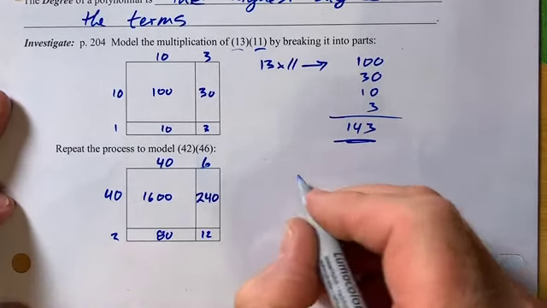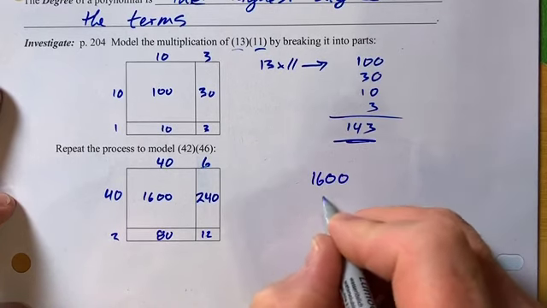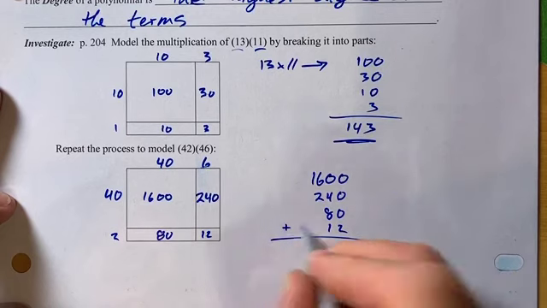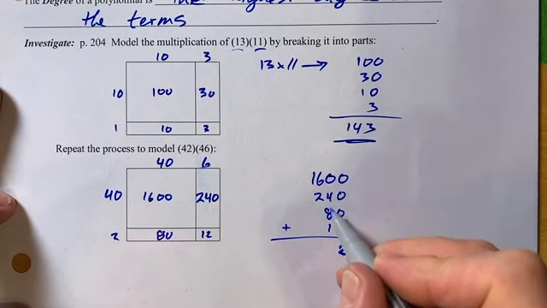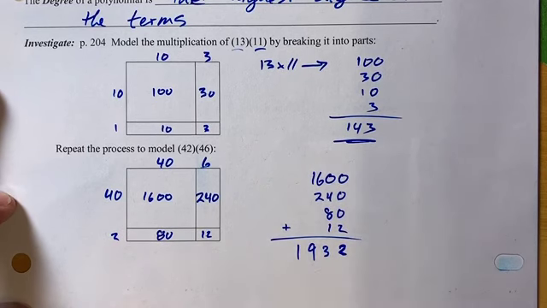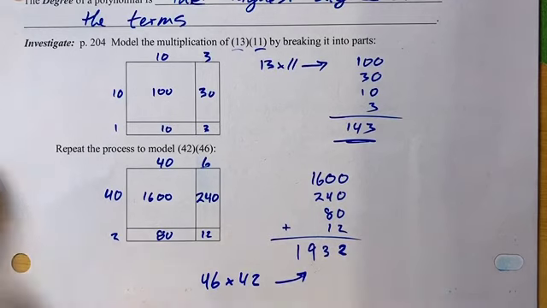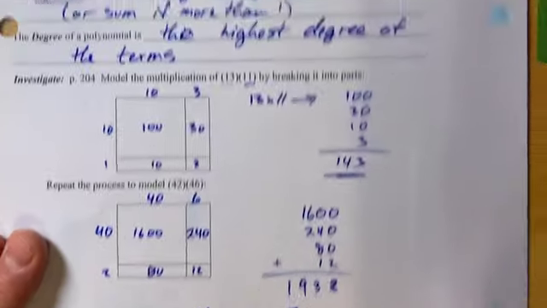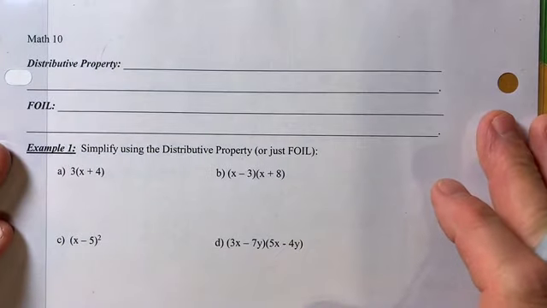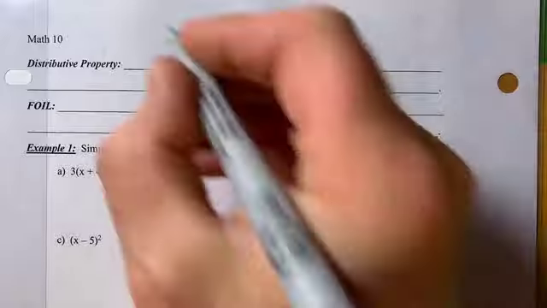Okay, so let's try this. So this should be 1600 plus 240 plus 80 plus 12. If I add them all up, 2, 12, 13, carry 1, 8, 9. Yeah, 46 times 42 would actually give me 1932. It's true. Okay, so that's doing it with numbers. We can also do this with algebra. Okay, so here's the distributive property.